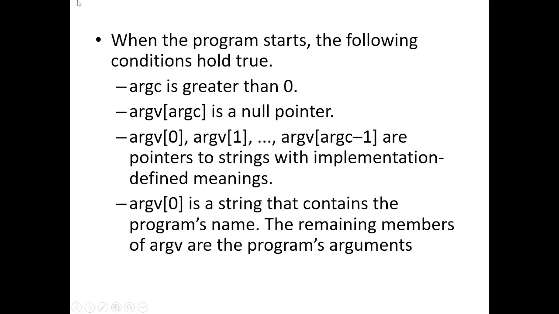When the program starts, the following conditions should be true: argc is greater than 0, at least 1, and argv of argc is a null pointer. Assume we have 4 parameters, so the index will run 0, 1, 2 and 3. At index 4 we will not have any string, so it is a null pointer. We start from argv of 0, then 1, and it moves till argv of argc minus 1.